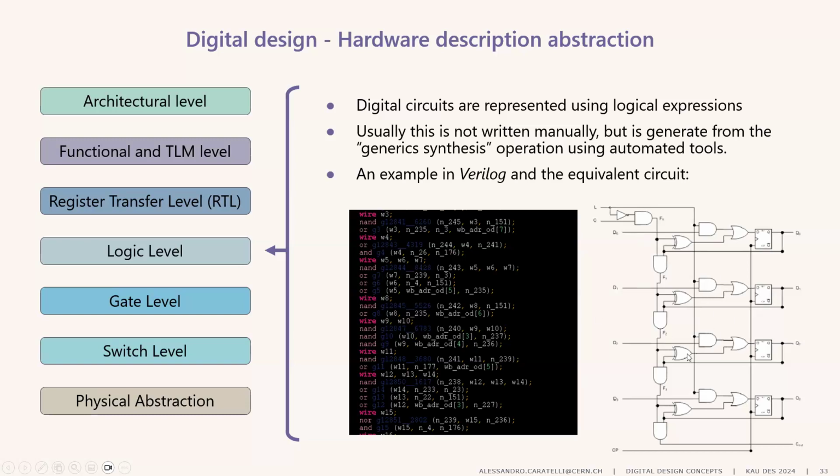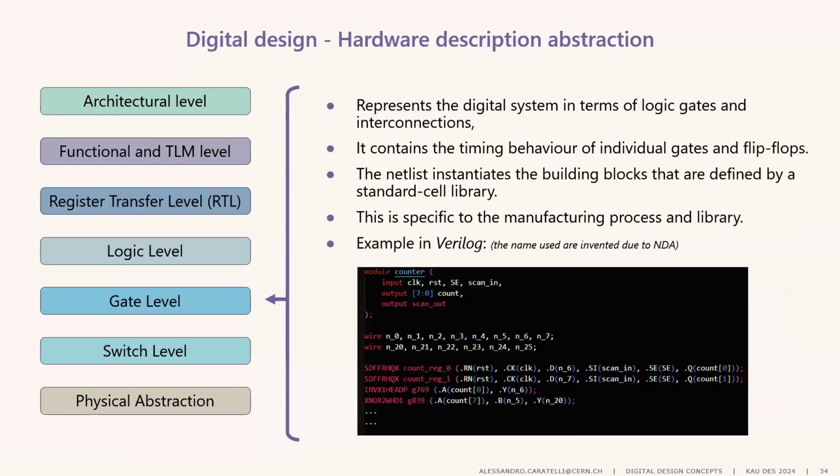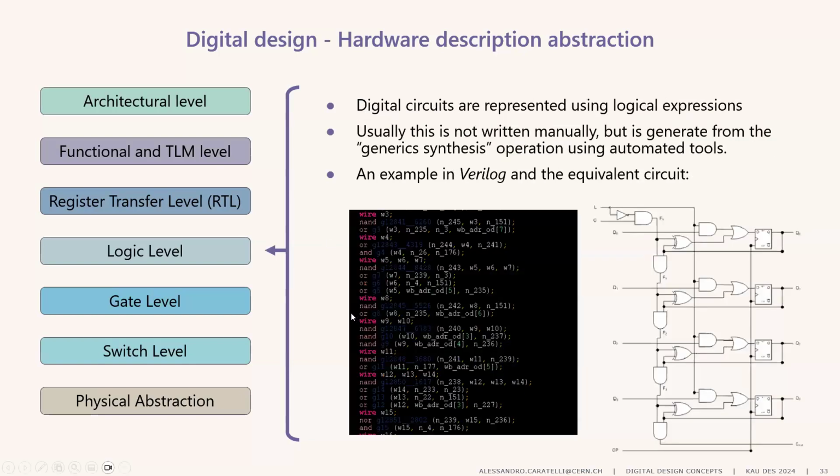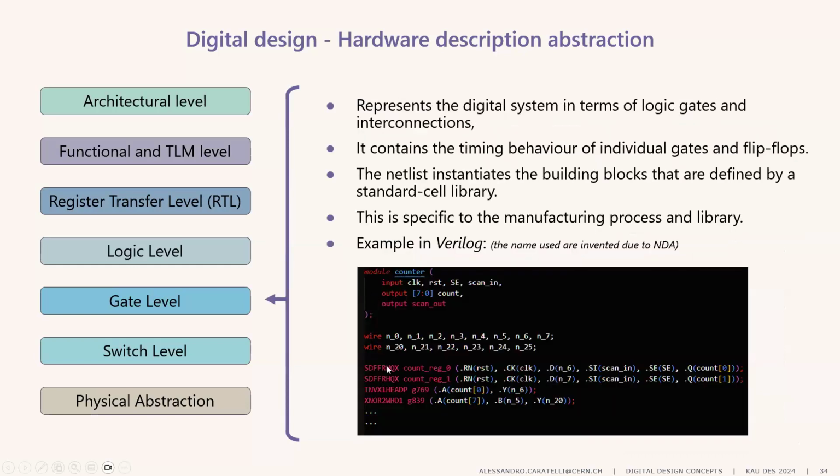If you go even further to the gate level of abstraction, here you represent the digital system in terms of gates and interconnections, also including constraints and timing behavior of the individual gates and flip-flops. In this case, the netlist is instantiating the actual building blocks that are defined in the standard cell library. So if here I have a logic function NAND or OR, here I will have basically the actual OR cell from the library that implements that functionality. And this, of course, is specific to the manufacturing process that you are selecting, or for the case of the FPGA, it's a bit different. And here you have an example in Verilog as well. The names used are not real.